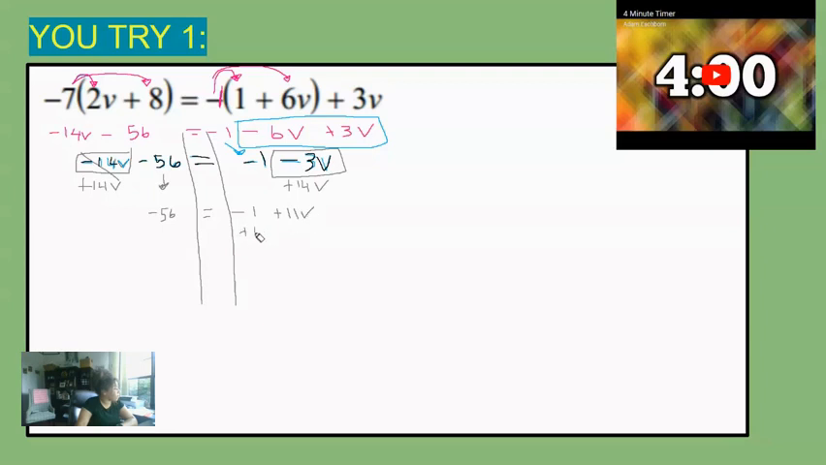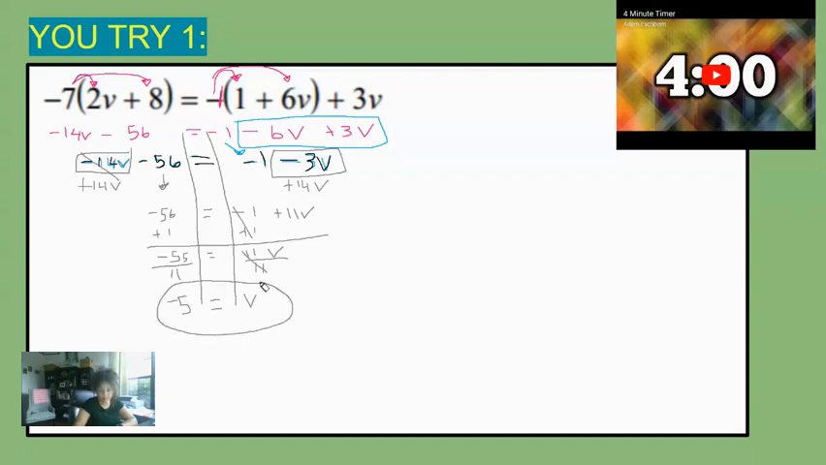Then I add 1 to both sides. That allows me to cross out the ones. Now I have negative 55 equals 11v. I divide 11 from both sides. And then I get negative 5 equals v.